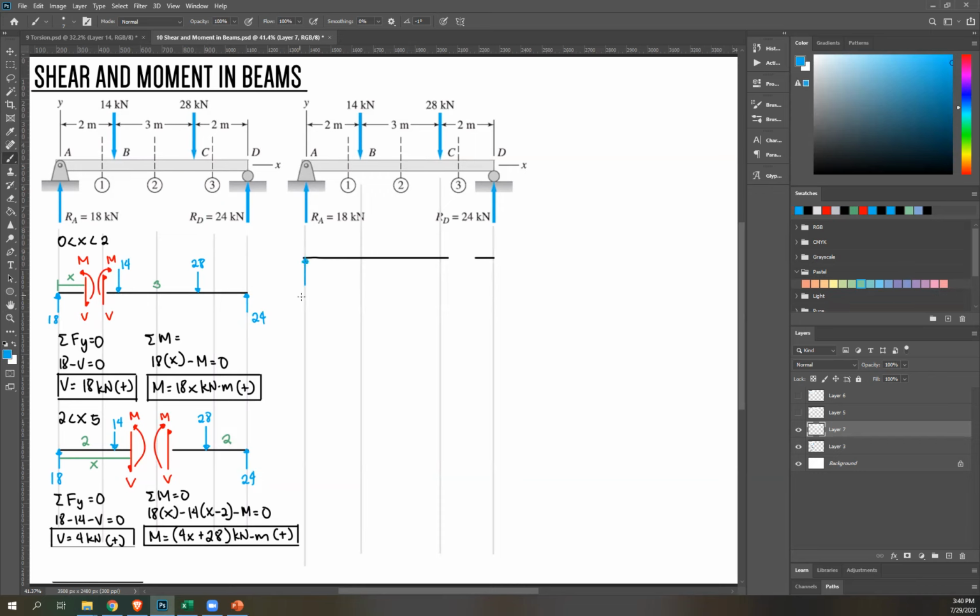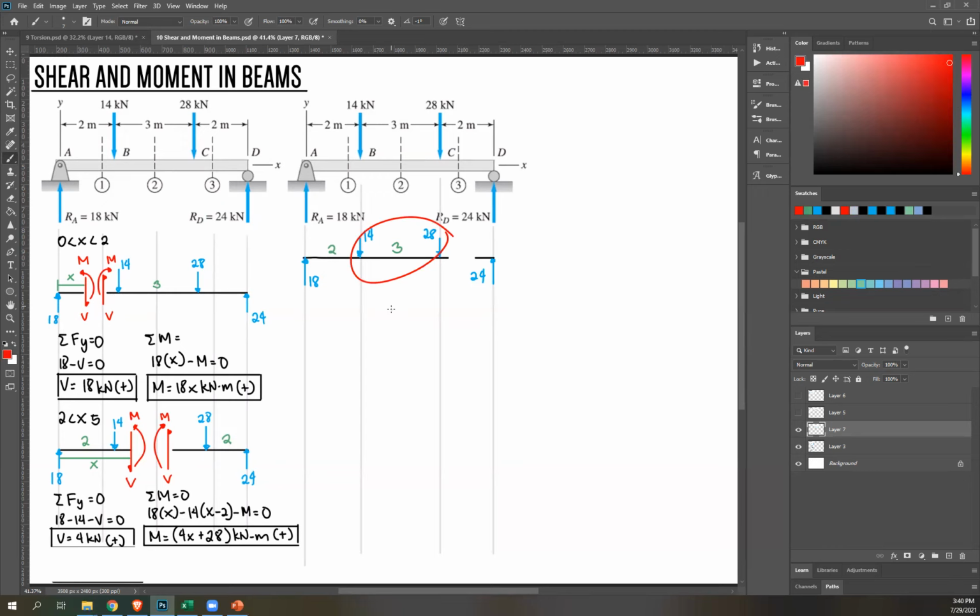Again, apply your external forces. We have 18 and then 14 and then 28, 24. Then distances, this is 2, 3, and then your reactions. So I have 18, then 14, 28 downward.